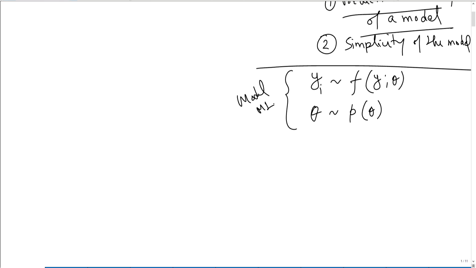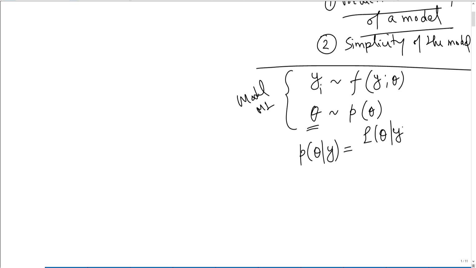Let us call it model M1. Now, what do you do next? We estimate the posterior distribution of theta. So, how do we estimate the posterior distribution of theta? We estimate p(theta | y) using, let us say, Markov chain Monte Carlo or Hamiltonian Monte Carlo, using some algorithm or some existing package, let us say BRMS. We estimate the posterior distribution of theta by applying Bayes theorem here.